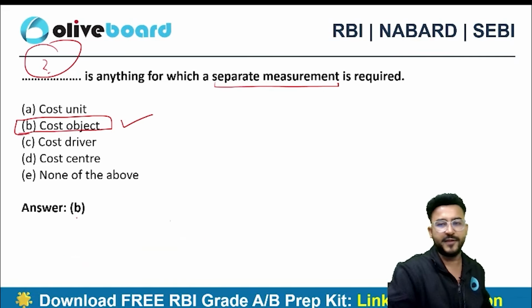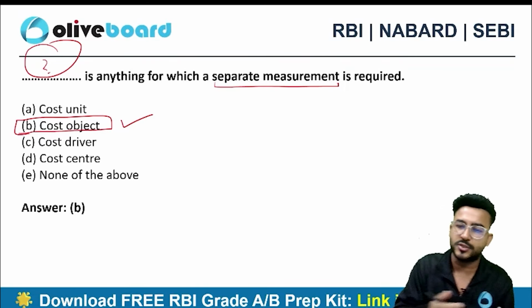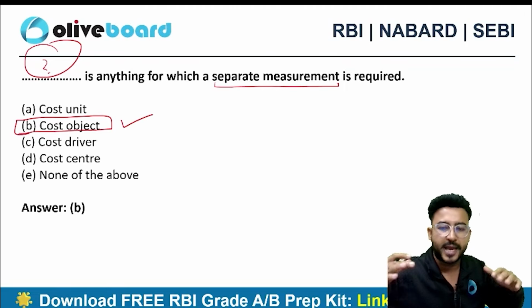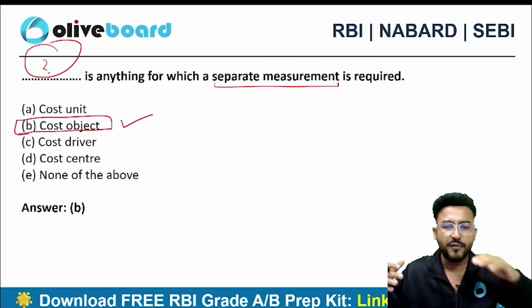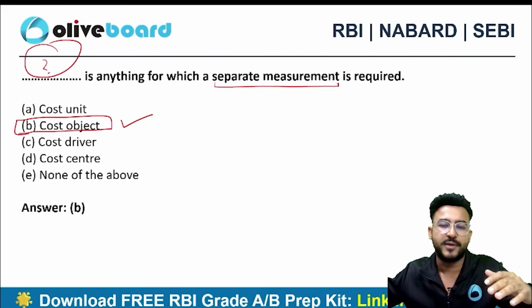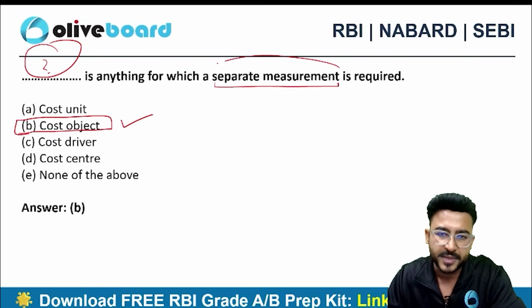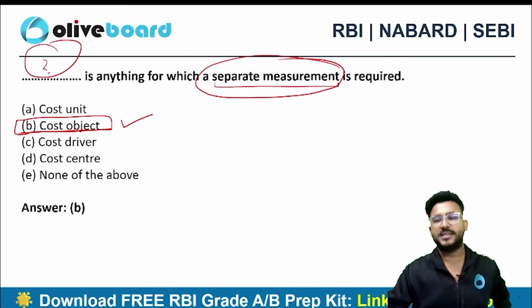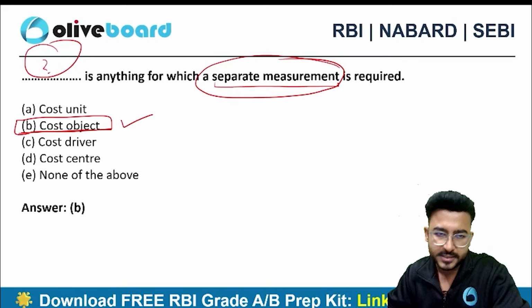Or maybe I'm offering a service. That is also a cost object, right? Let's suppose I manufacture bricks. There are two types of bricks. One is the normal brick and another one is the cement brick, right? So I need separate measurement for both of them. So that means they are my cost objects. So option B here is the correct choice.